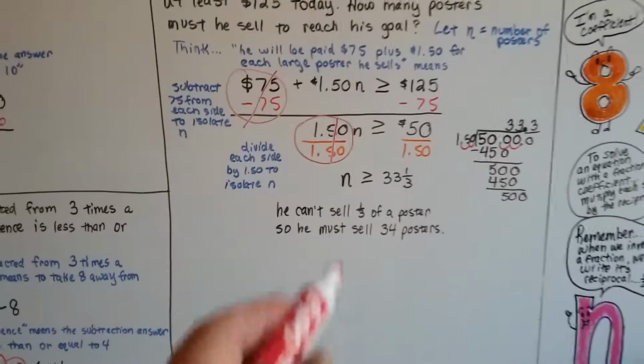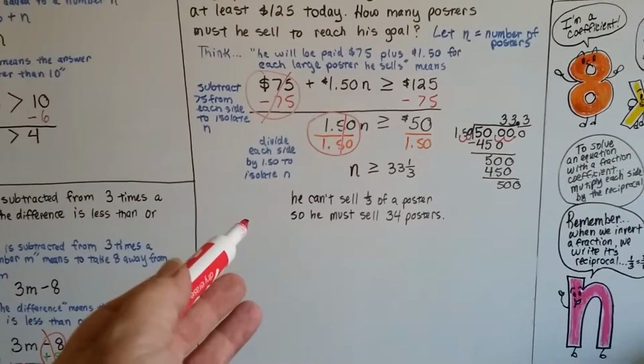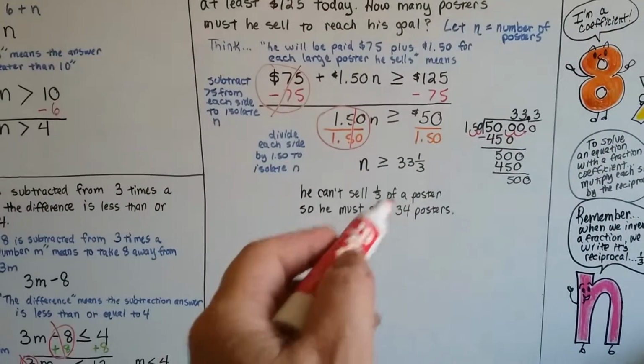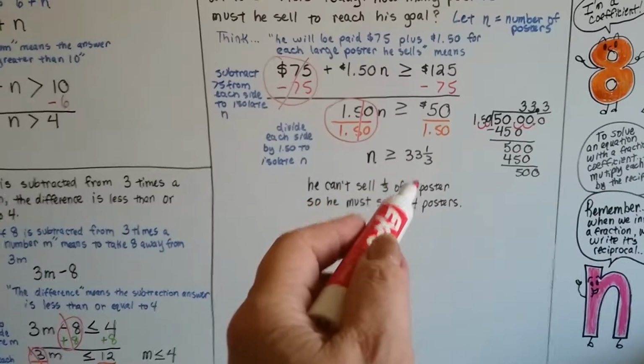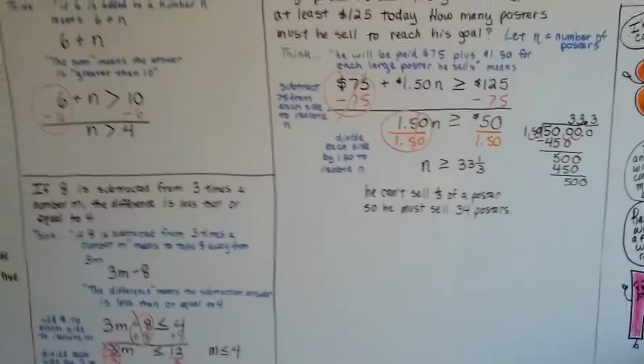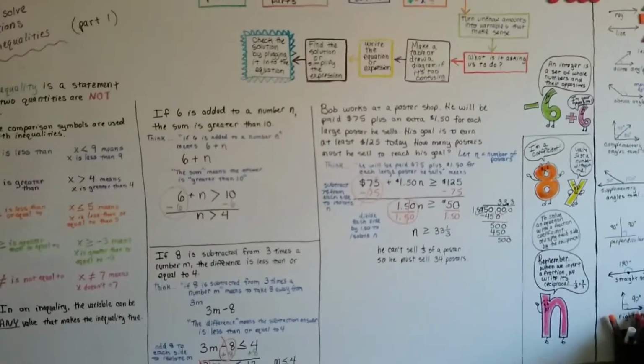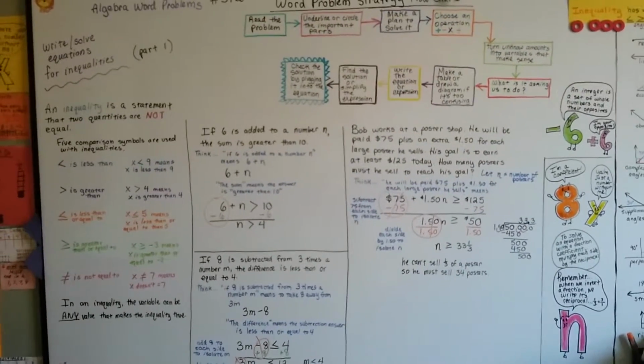See? If he only sold 33, he might be at like $124, like $1 short. So he would have to sell 33 1/3, so that's going to push him to 34 posters to make his $125. He'll probably make a couple pennies more than $125, but at least he'll have made that mark, okay?